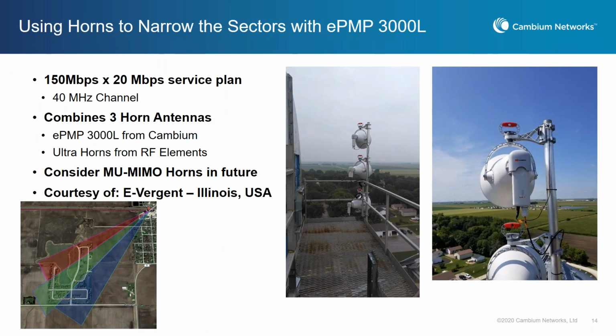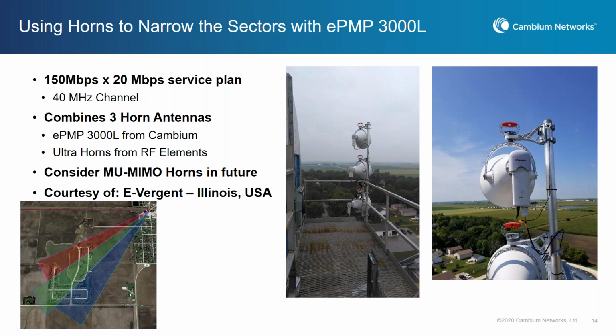We talked about customers increasing their service plans with ePMP. Wanted to highlight this customer. This is a WISP here in Illinois, just near our headquarters outside of Chicago. They are offering 150 megabit per second service plans, and they're doing that by sort of side by side introducing horn pattern antennas.